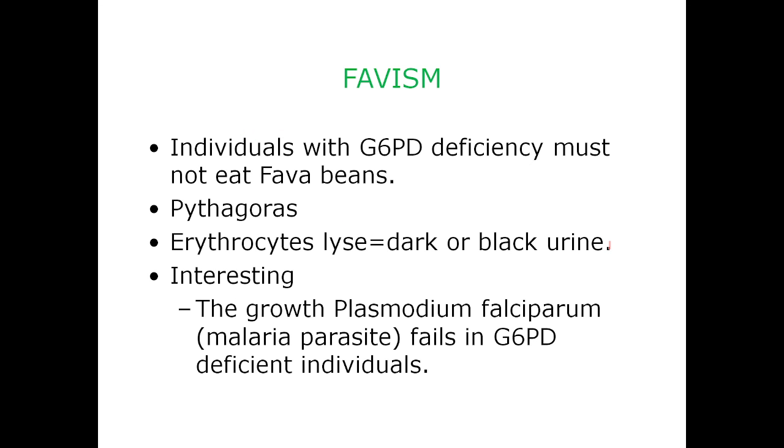There is favism, where an individual with glucose 6 phosphate dehydrogenase deficiency must not eat fava beans. The erythrocytes can lyse and give dark or black urine. The growth of the Plasmodium falciparum malaria parasite actually falls in glucose 6 phosphate dehydrogenase deficiency. So this is one interesting finding. People have noted that if some people have glucose 6 phosphate dehydrogenase deficiency, in that case the Plasmodium falciparum, which is the causative agent of malaria, its growth gets inhibited.